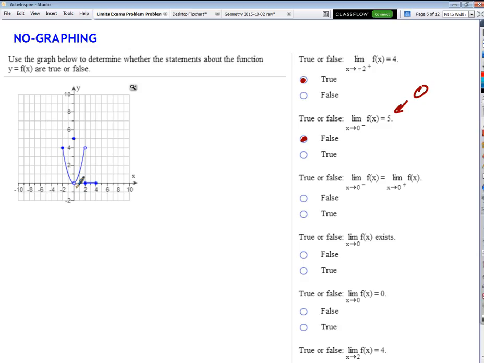Okay? So, true or false, the limit of f of x as x approaches 0 from the left equals the limit of f of x as x approaches 0 from the right. True. And both of those are equal to 0, right?